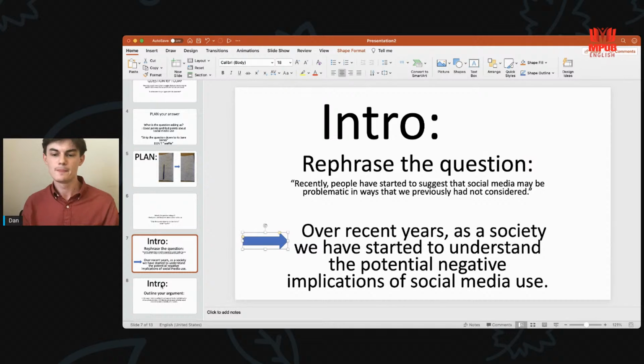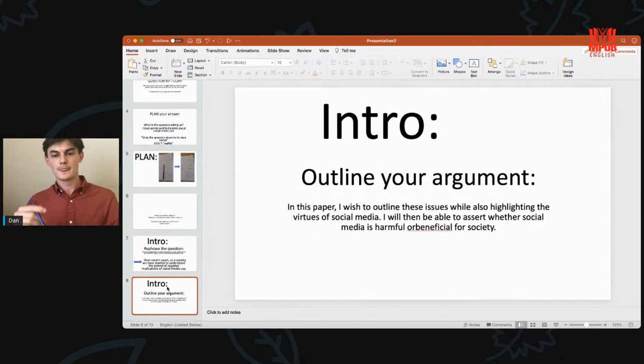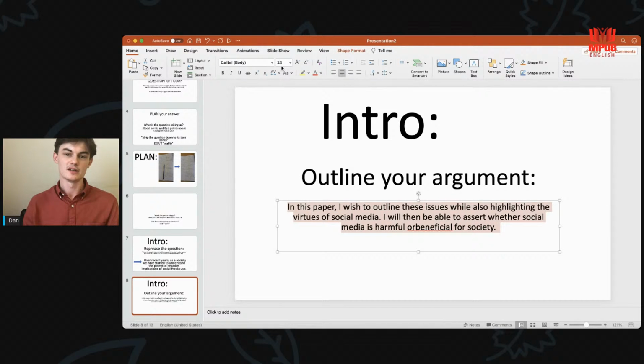But yeah, anyway, moving on, you want to rephrase the question in your own words, use some nice vocabulary, start off your argument nicely. So moving on, after your first sentence, you're going to want to outline your argument in the next sentence. And to outline your argument, I will make this bigger for you guys again, just to make sure you can all see it.